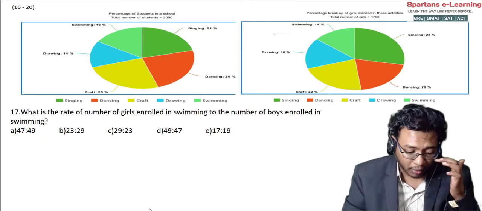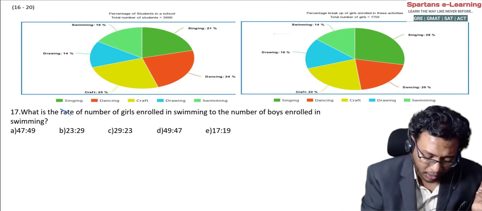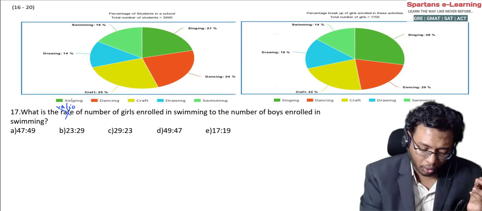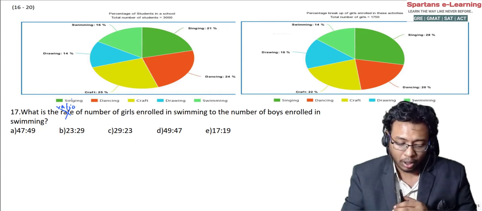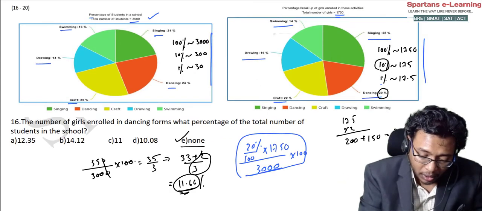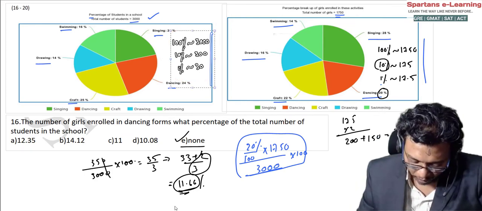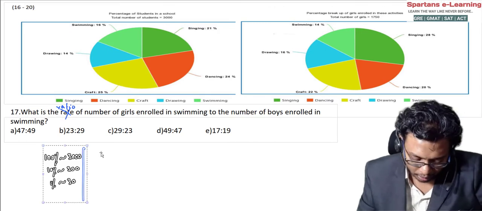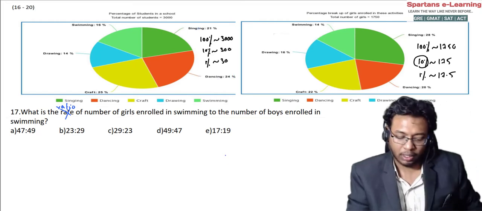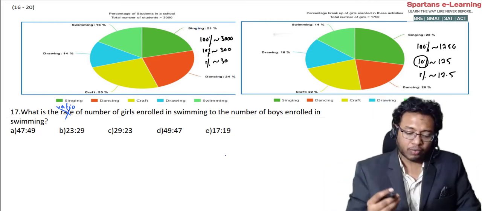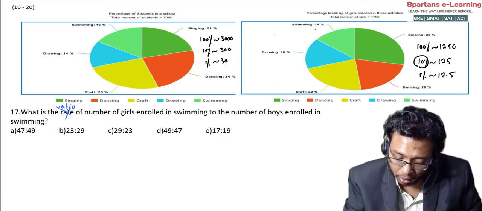That's all. Next, your second question, what is the rate of number of girls? It's not rate, ratio. What is the ratio of number of girls enrolled in swimming to the number of boys enrolled in swimming? Now again I will just copy this information, right? I'll just copy this information everywhere. Let me copy this here, right? So done. Now what is the ratio of number of girls enrolled in swimming to the number of boys enrolled in swimming? What is the number of girls enrolled in swimming here?